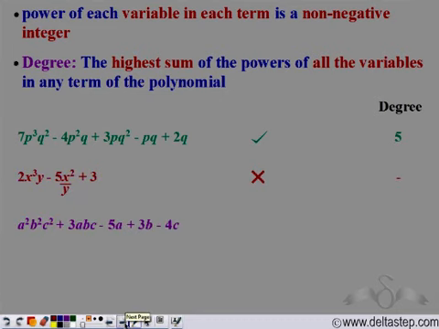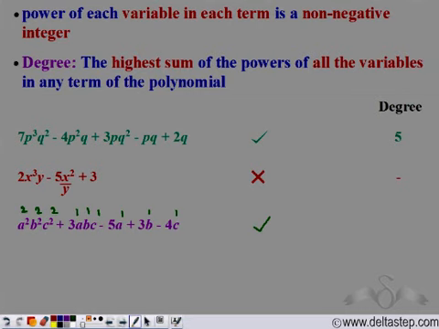Now let us look at this expression. It contains 3 variables, a, b and c. So what are the powers of variables here? Over here, the power of a is 2, the power of b is 2, the power of c is 2. In this term, power of a is 1, b is 1, c is 1. Here power of a is 1, power of b is 1, power of c is 1. So we see that all the powers are non-negative integers. So this is a polynomial.